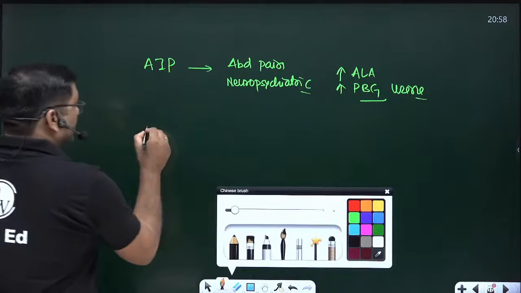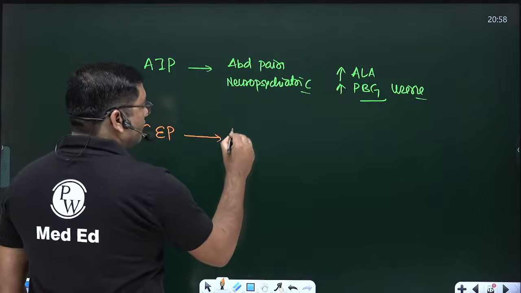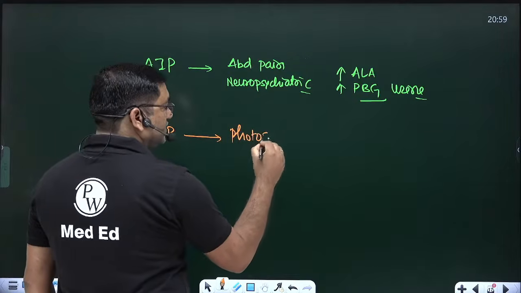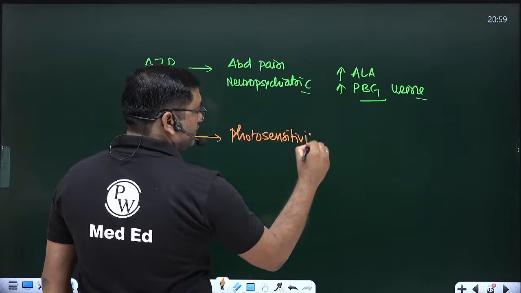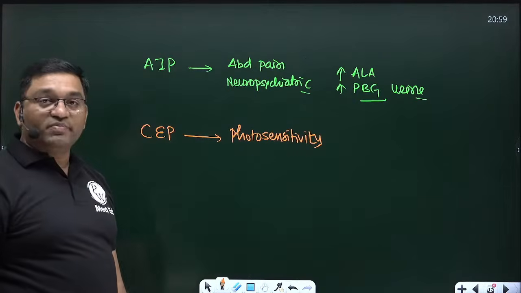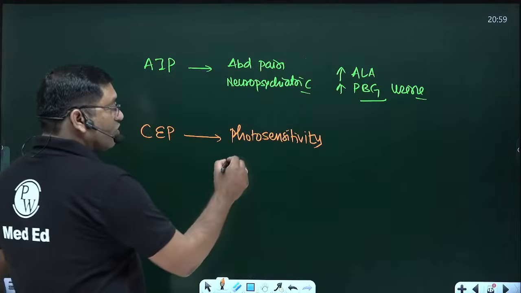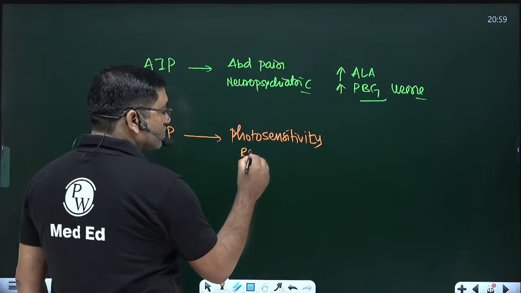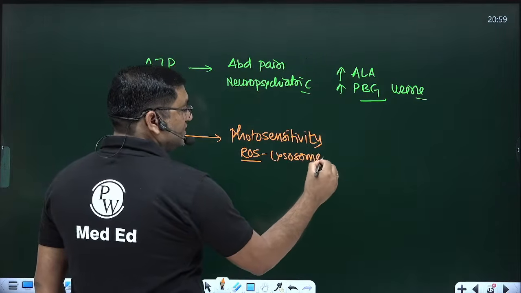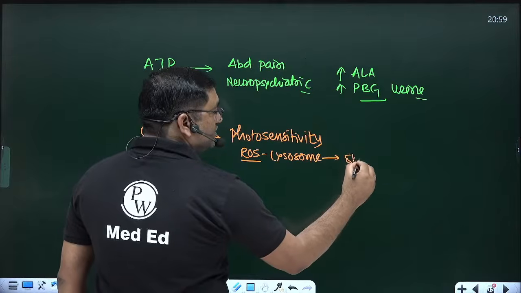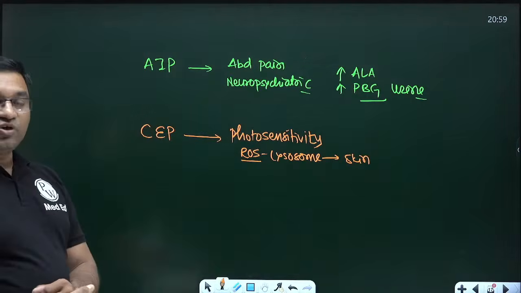Congenital erythropoietic porphyria is also known as Gunther's disease. There is only photosensitivity, because of the formation of porphyrin precursor. So there is porphyrin formation which is excited. Porphyrins, when excited, produce reactive oxygen species, which cause damage to the lysosomes, and lysosomal enzymes cause skin lesions, that is known as photosensitivity in congenital erythropoietic porphyria.